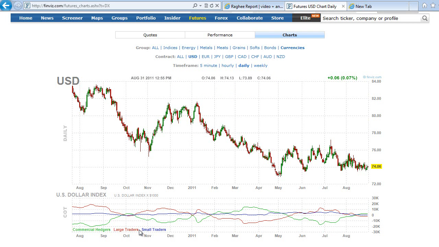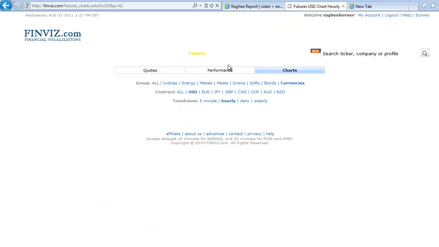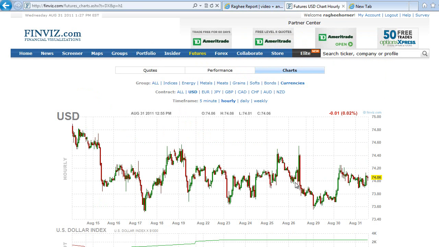Okay, and you can also look at it intraday, daily, weekly. So it gives you an idea of the price action. It's a very good tool in terms of being able to have, at least in some way, your finger on the pulse of the market.